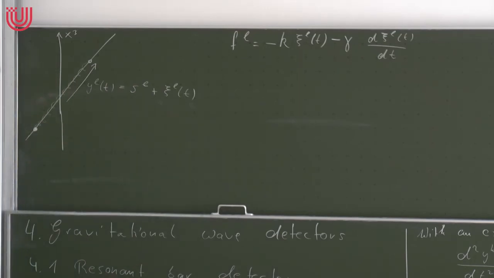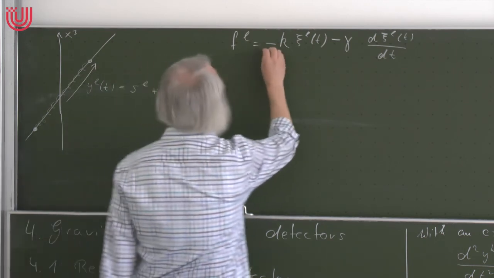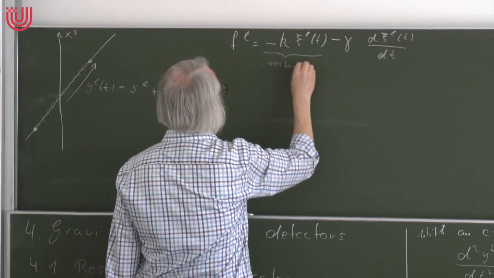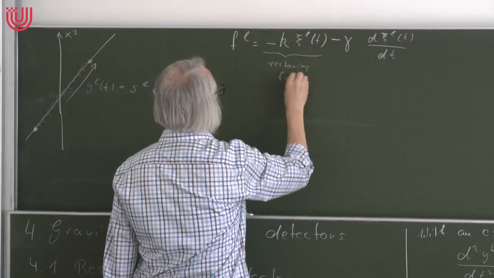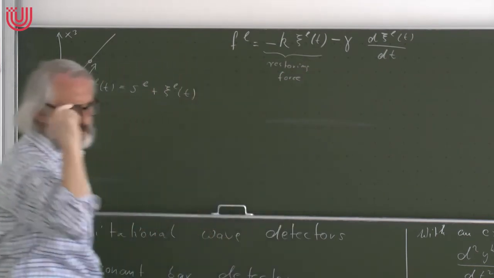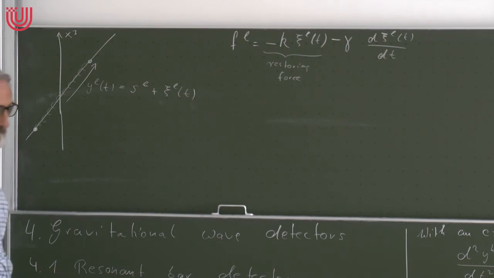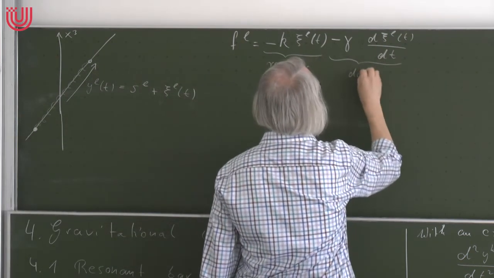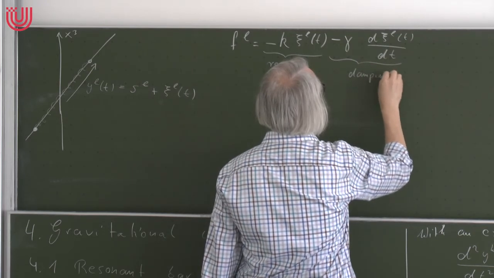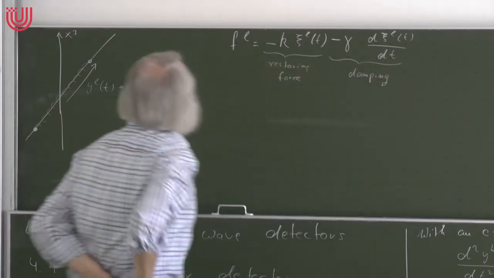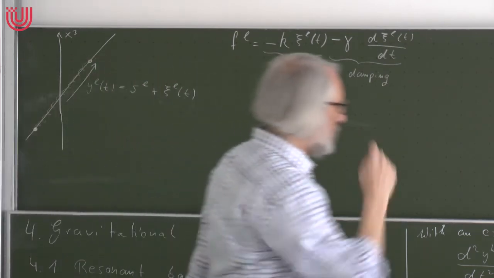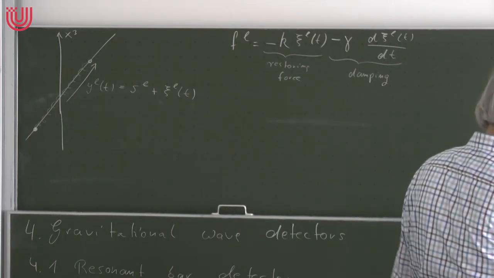Positive gamma means damping. So this is a, how do we call this in English? Restoring force? In German I would say rücktreibende Kraft. What's the English for that? Is it restoring force? Okay. And this is a damping. Okay, and now I can collect everything together, and then I have the differential equation, which I have to solve.